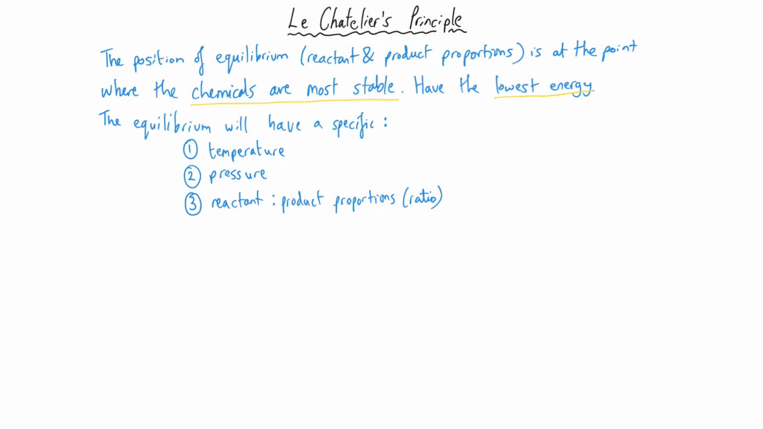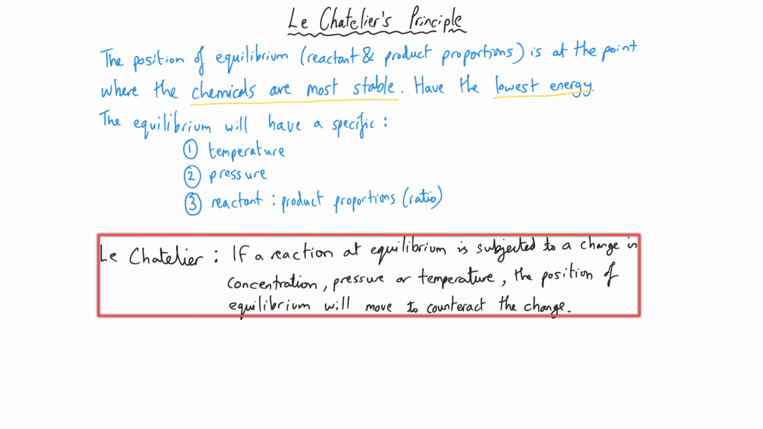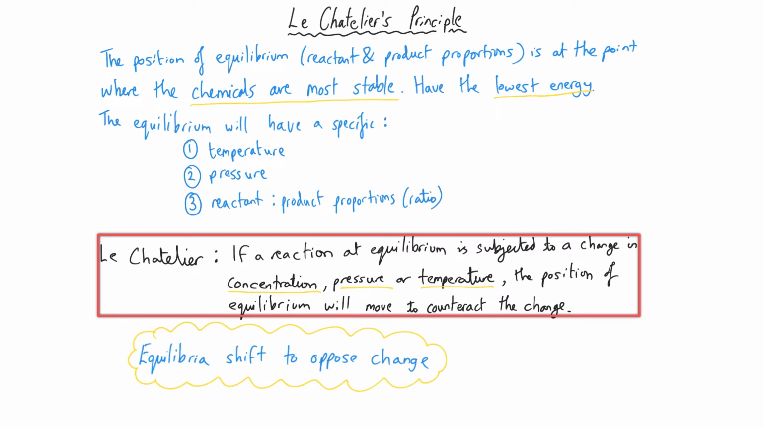And so Le Chatelier's principle states that if a reaction at equilibrium is subjected to a change in concentration, pressure, or temperature, the position of the equilibrium will move to counteract the change, which is really fancy sounding, but he was a professional scientist and he wanted to sound clever. However, we can reduce that definition down to something that's more usable, which is that equilibria shift to oppose change. And those few words are really powerful, particularly for your understanding of Le Chatelier's principle. And even in exam situations, it can help your approach to any number of types of question about equilibria.